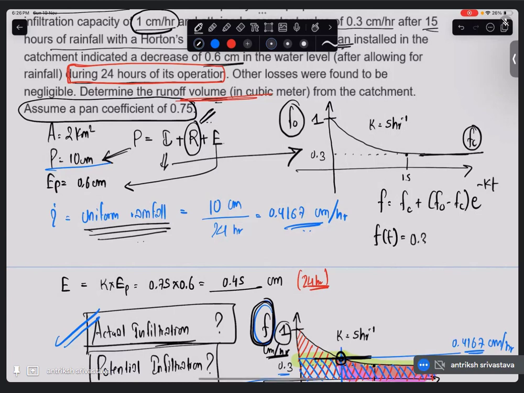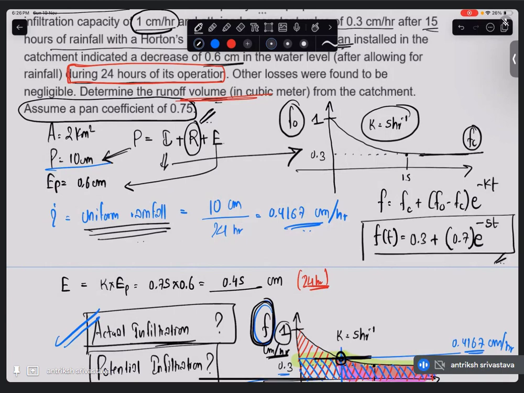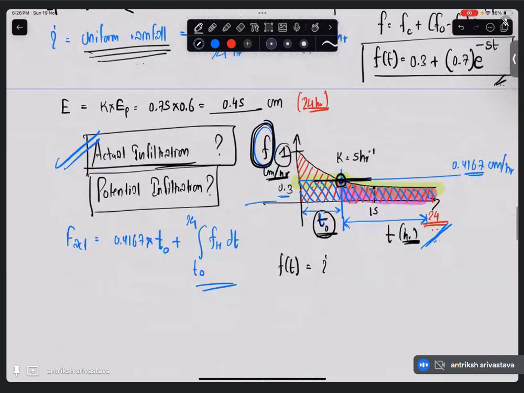FC is 0.3 and F naught is 1. So 1 minus 0.3, 0.7 e power minus 5. This K is nothing but the decay constant for Horton. So minus 5 into T in the exponential form. This is the F. Now let's put this is equal to I. 0.3 plus 0.7 e power minus 5 into T is equal to 0.4167.